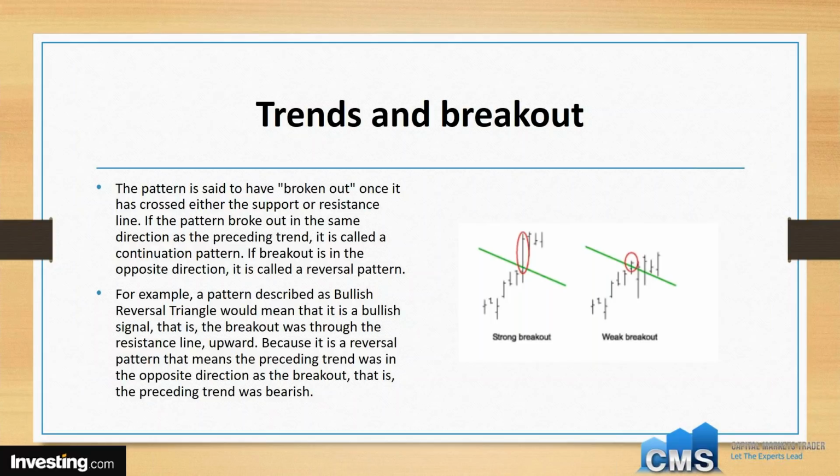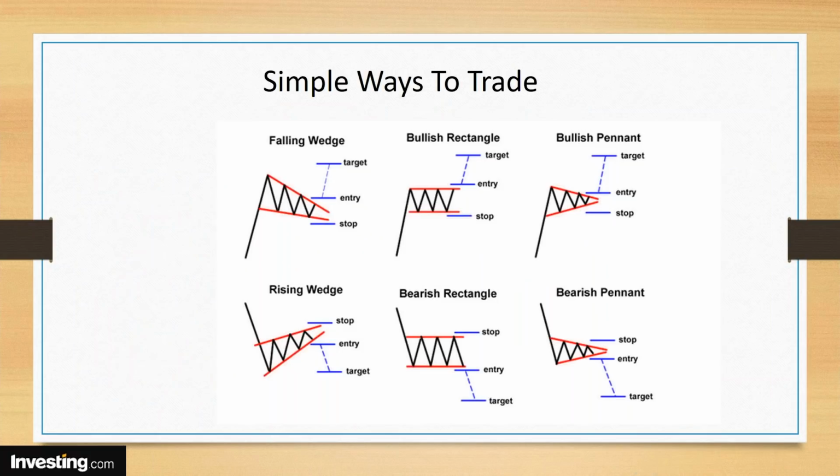If the pattern broke out in the same direction as the preceding trend, it is called a continuation pattern. In other words, the price had been moving up, a triangle formed, we're going to look at some of these on real live charts in a second, and then it broke out of that triangle in the same direction of the trend. That is a continuation, telling us that trend is going to continue. If it breaks out in the opposite direction, it's a reversal pattern telling us that trend is over.